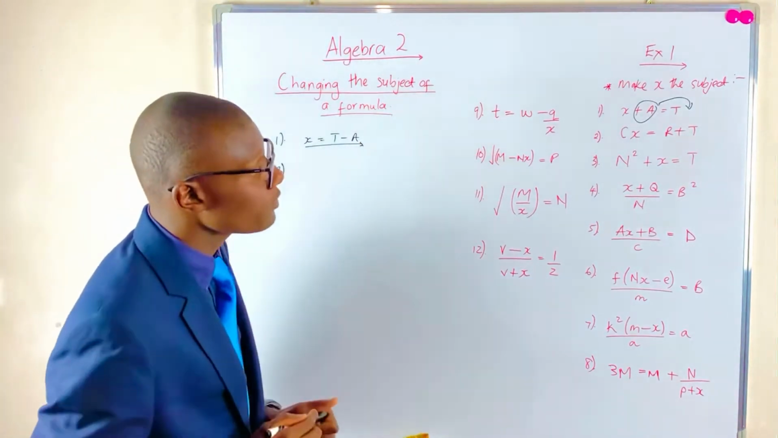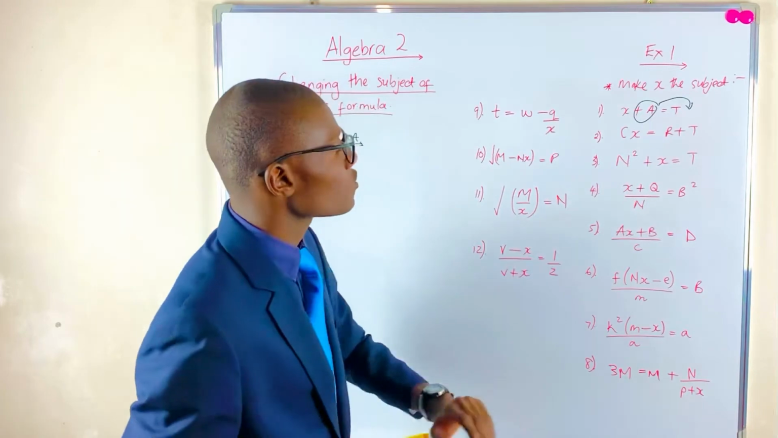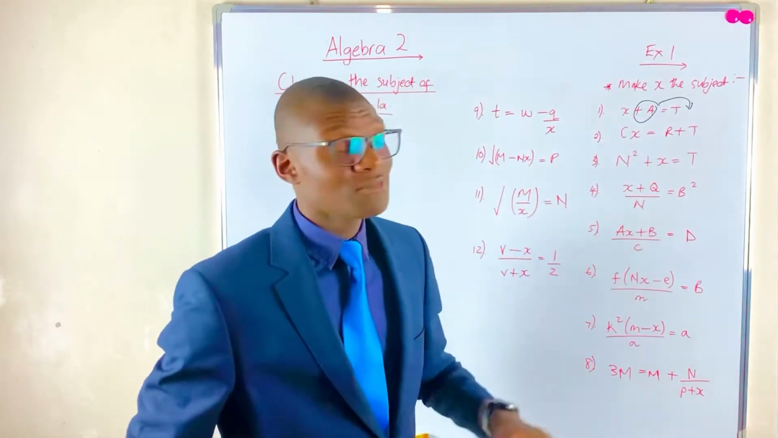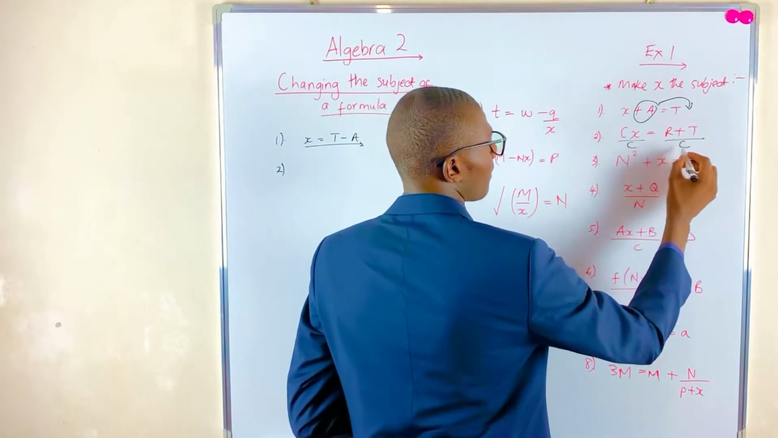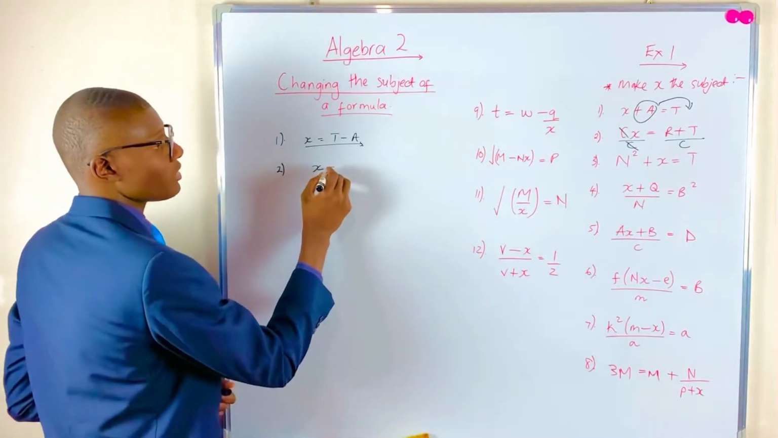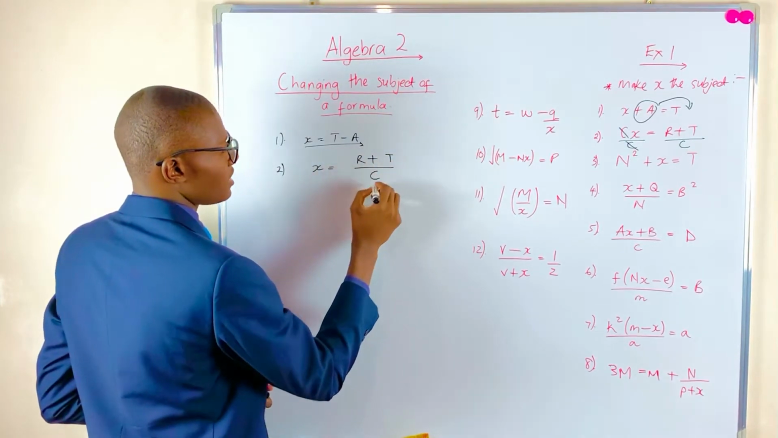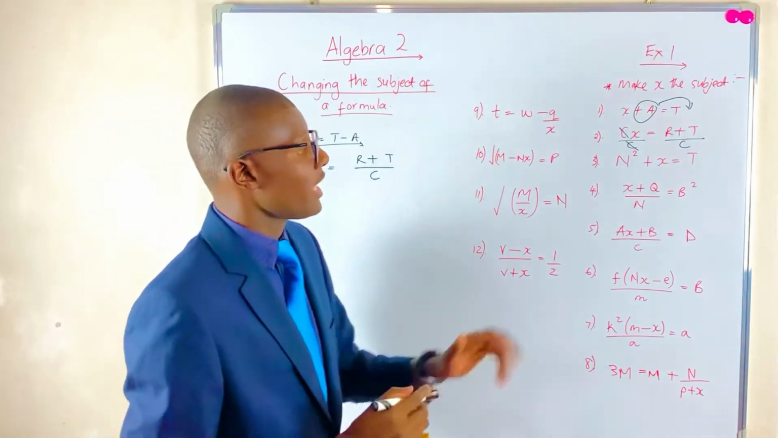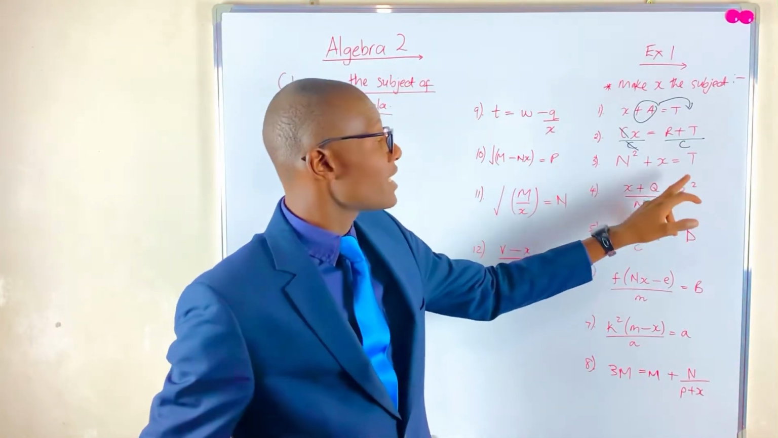Then for number 2, we've got cx is equal to r plus t. Making x the subject of the formula, to get rid of this c, we divide both sides by c. Then this c and that c will cancel, such that x would be equal to r plus t over c.